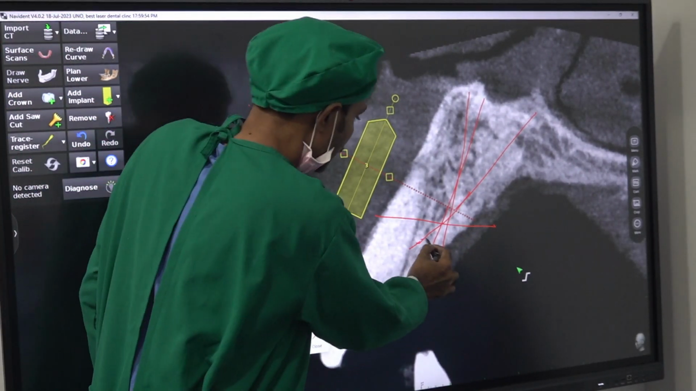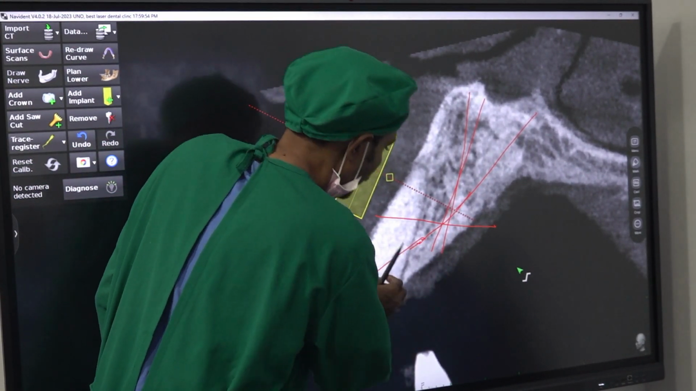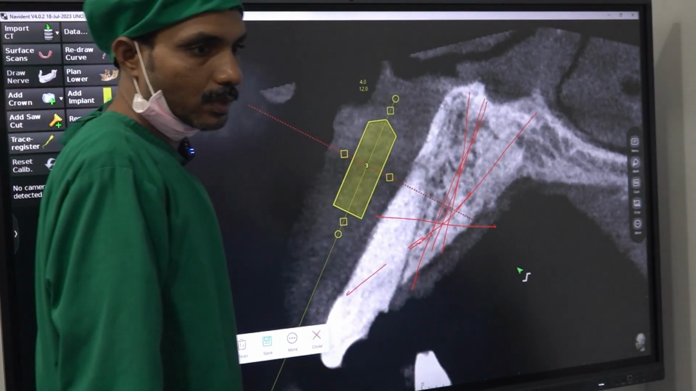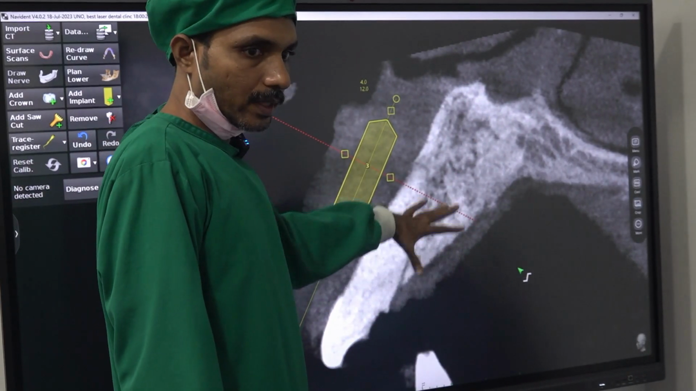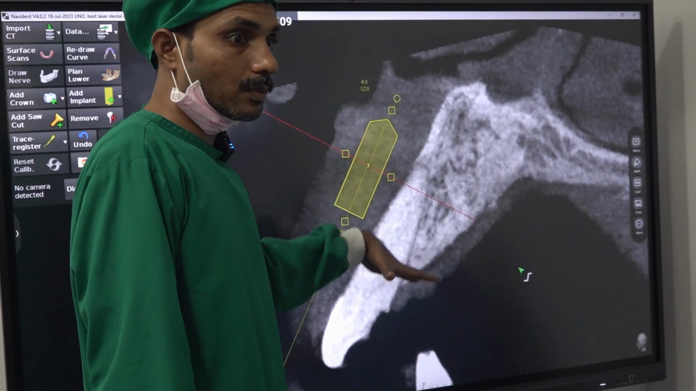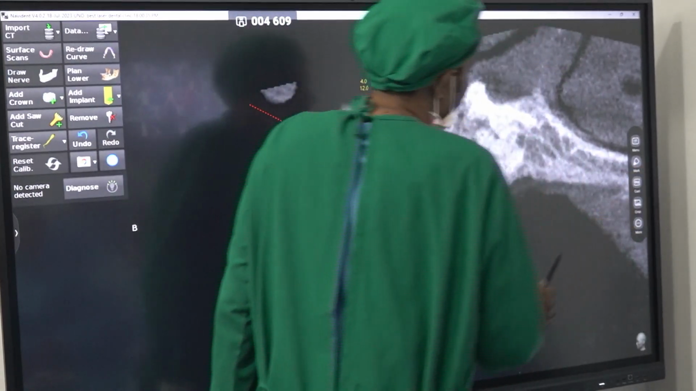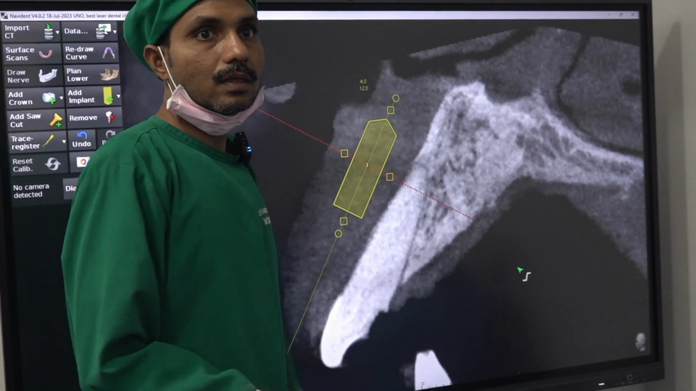If you place the implant in this angulation, you have to bend it like this. If you place the implant in this direction, you don't have to do much bending. For planning, to put the implant here, you have to plan alveoloplasty first, right? So imagine till what level you will be doing.